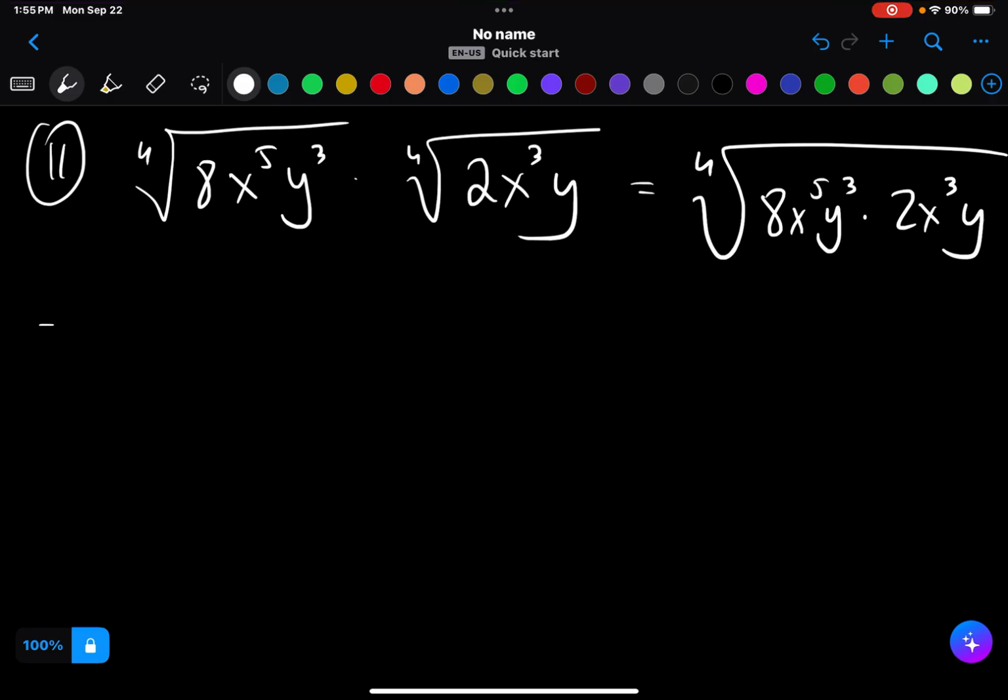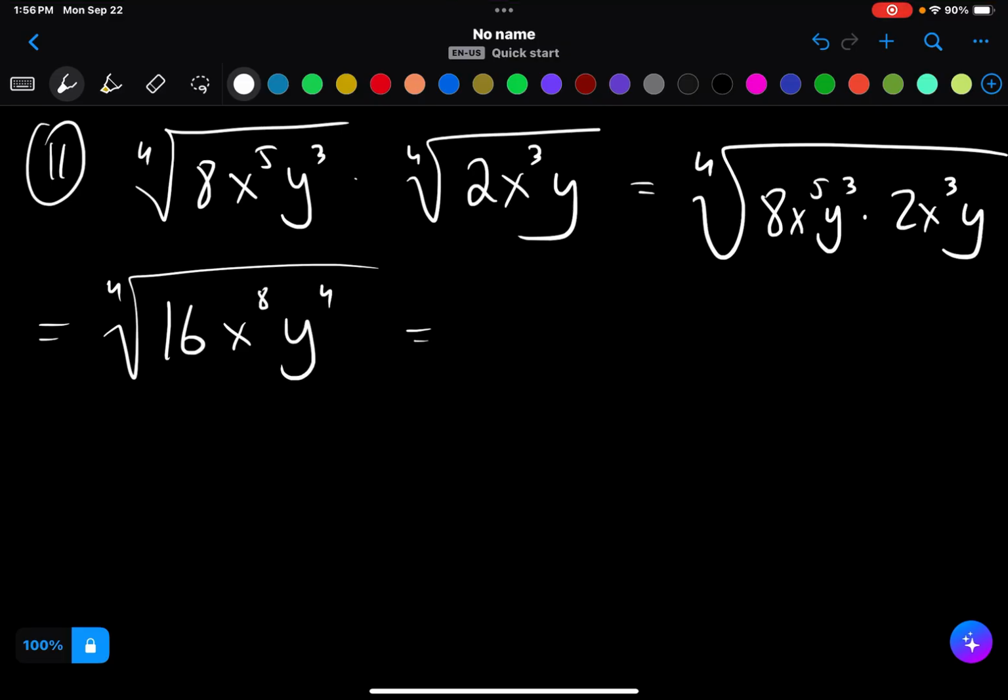All right. So when you multiply this all out, you're going to get yourself 8 times 2 is 16. x to the 5 plus x to the 3 is x to the 8. And y to the 3 plus y to the 1 is y to the 4th. The y is already set up.